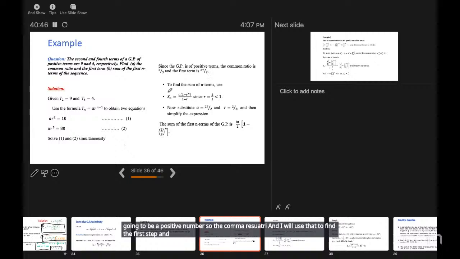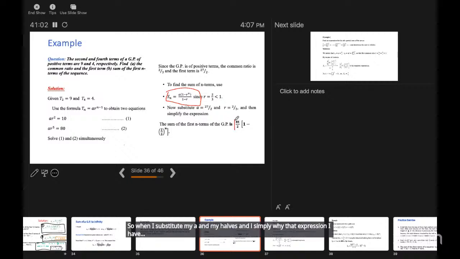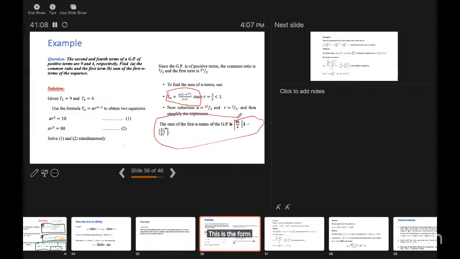And I will use this formula to find the sum of n terms. Since R is 2/3, which is less than 1, when I substitute my A and my R and simplify the expression, I have this formula. Maybe 81/2 into 1 minus 2/3 to the power of n.